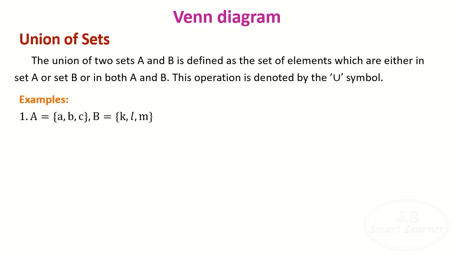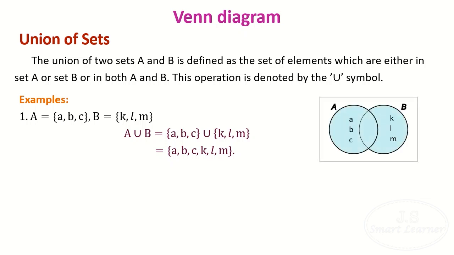Let us see an example. Example 1. Set A contains 3 elements A, B, C, and set B contains 3 elements K, L, M. Then A union B is equal to the set of A, B, C, K, L, M. And note the point here, there are no common elements in both the sets A and B. Now let us represent A union B using a Venn diagram. From the Venn diagram, the shaded area is called A union B.